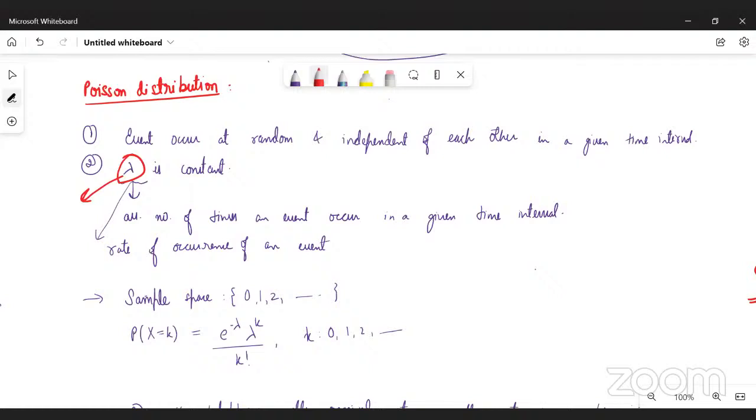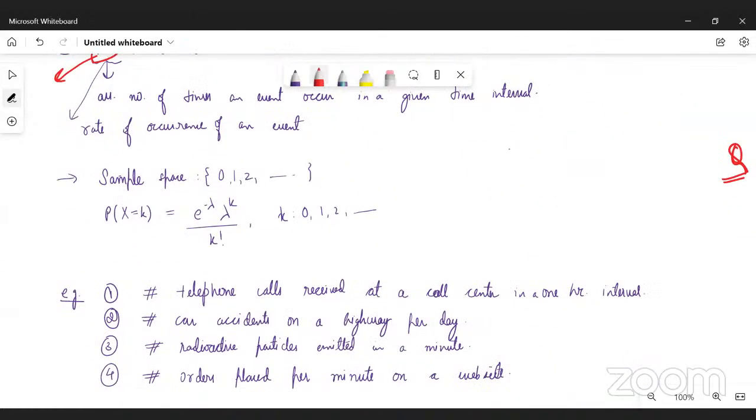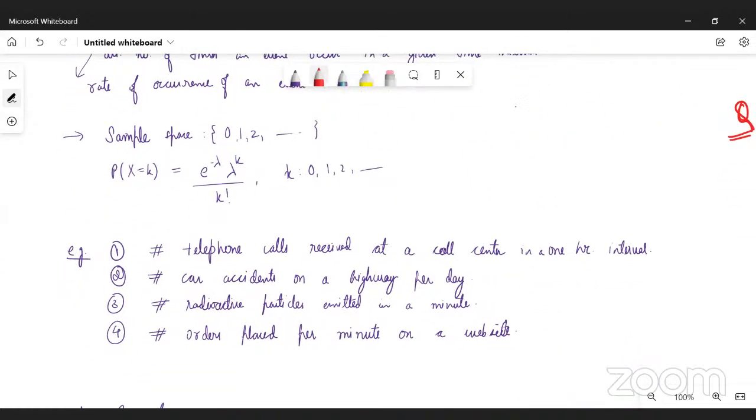So that is going to be fixed, and in each week, the number of accidents that happen on a highway is going to be independent and random, right? When such a situation happens, I say it models the Poisson distribution. Many such examples you can take, like the number of telephone calls that you receive at a call center in a 1 hour interval. In each 1 hour interval, how many telephone calls do you receive? This models the Poisson distribution.